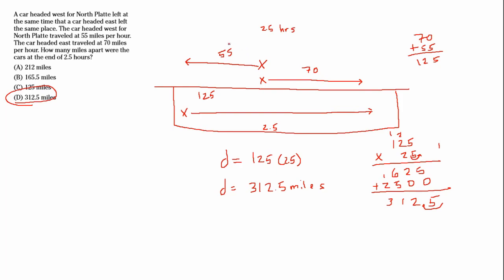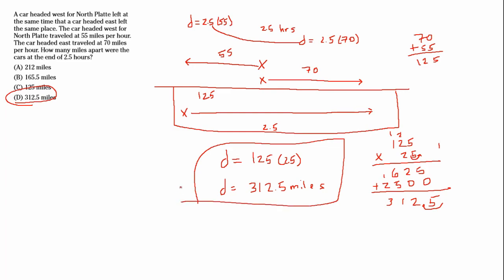Now the other way to have done this one would be to do D equals 2.5 times 55, or D equals 2.5 times 70. Get these two distances and add them together. This way is much more efficient. You're less likely to make a mistake, and it shows that you understand the principle of distance over rate times time. Okay?